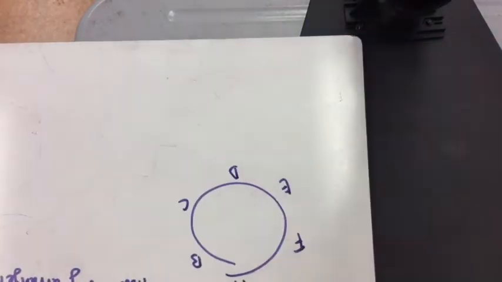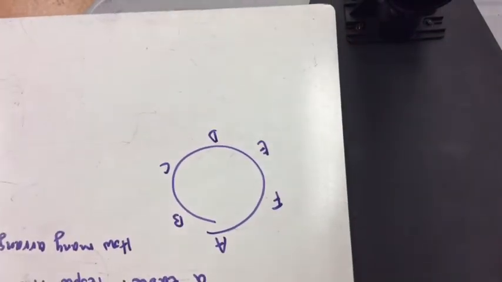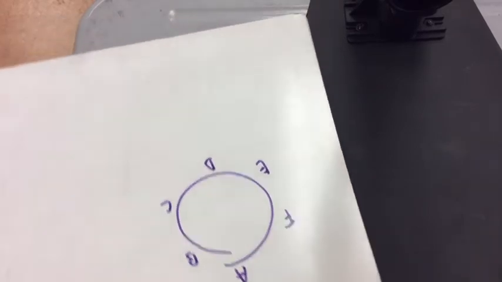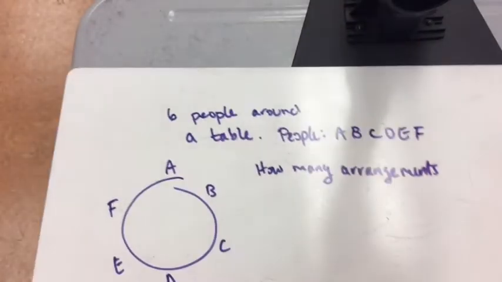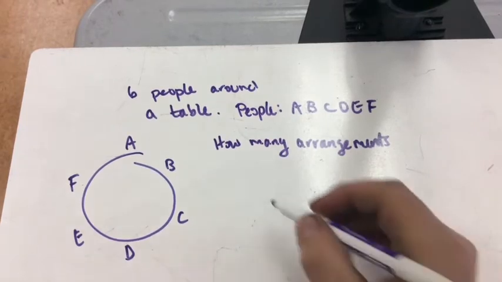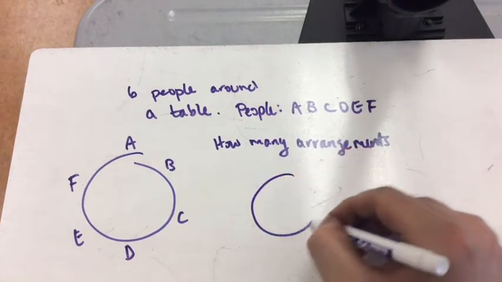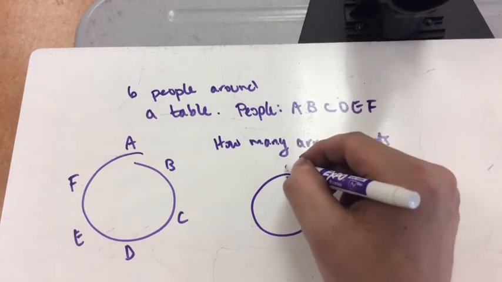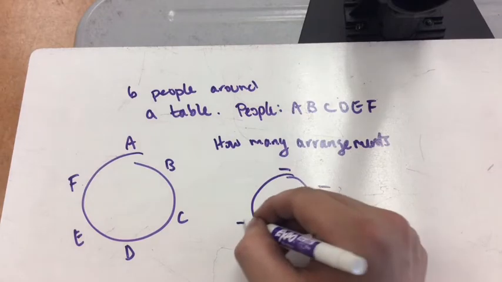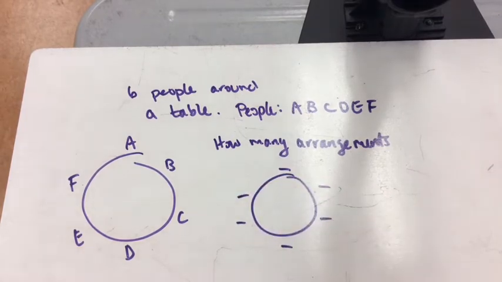Again, we can keep rotating these circles. D is now at the 12 o'clock, and A is at the 6 o'clock. However, this is still the same arrangement. So what we need to do is think of a strategy on how to solve these circle problems. So let's draw a circle and make 6 spots: 1, 2, 3, 4, 5, 6. 6 positions.